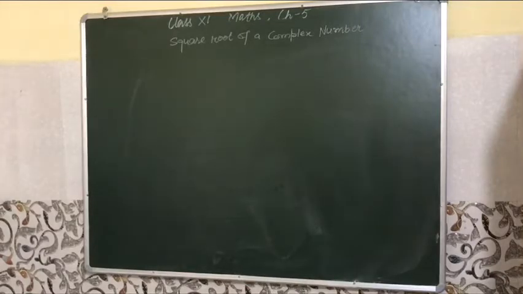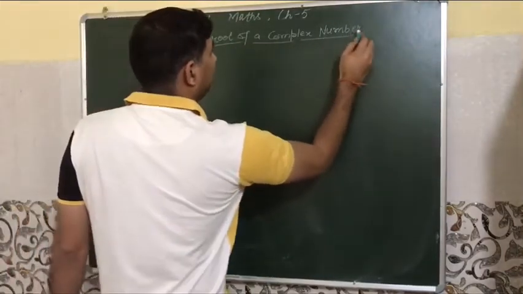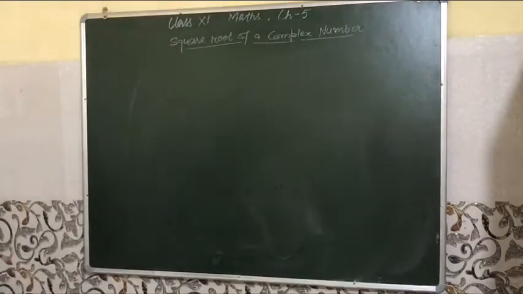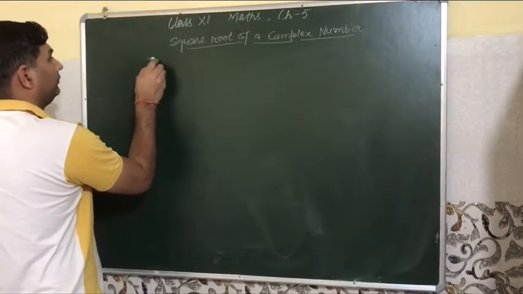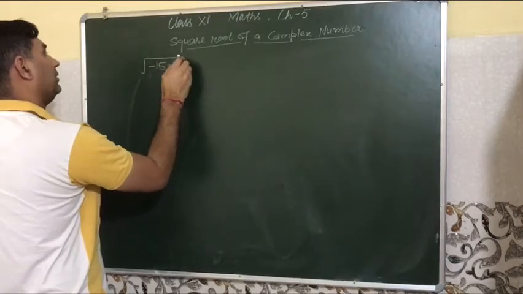Today we are discussing the square root of a complex number, from the supplementary exercise. Given that, find the square root of minus 15 minus 8 iota. Find the square root of minus 15 minus 8 iota.